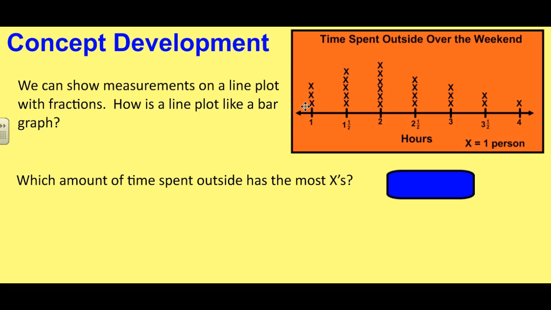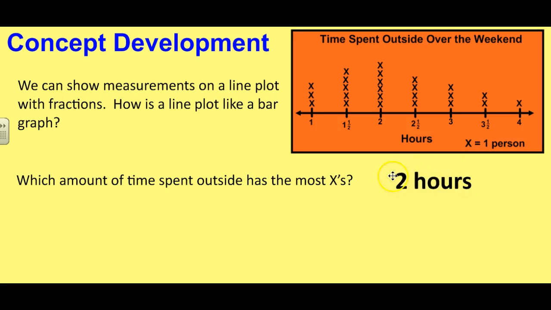So if I were saying that this was a bar graph and this was actually a bar right here over the 1, then I would look at the other scale on that bar graph and see what the bar went up to, and it would probably go up to 3 on the bar graph. So a line plot and a bar graph are similar in ways, and then not similar in other ways. So the next question that you're going to need to answer on your piece of paper is, which amount of time spent outside has the most X's? What amount of time spent outside has the most X's? I want you to write that time on your paper and push play when you're ready to check it.